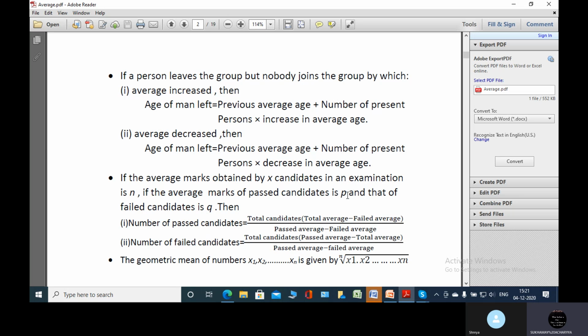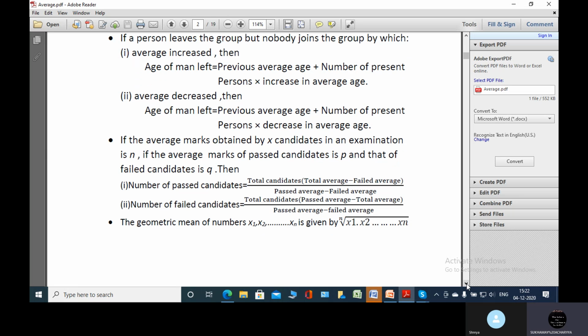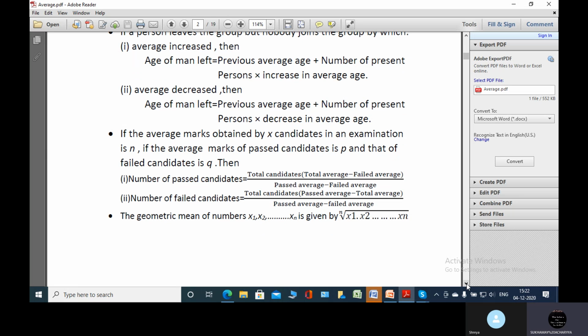If the average marks obtained by X candidates in an examination is N, the average marks of passed candidates is P, and that of failed candidates is Q, then the number of passed candidates is equal to total candidates into total average minus failed average by passed average minus failed average. The number of failed candidates is equal to total candidates into passed average minus total average by passed average minus failed average. The geometric mean of numbers x1, x2 up to xn is given by the nth root of x1 dot x2 up to xn.